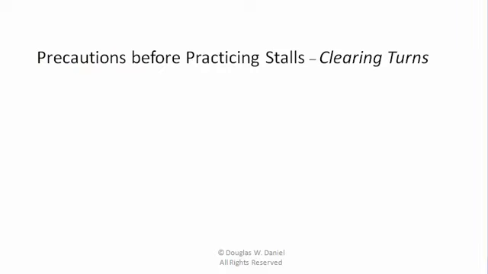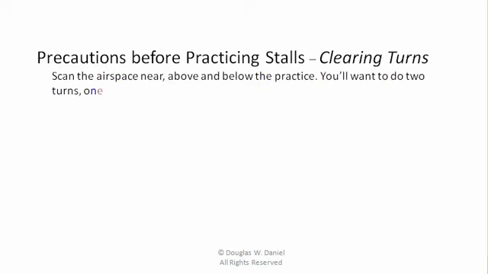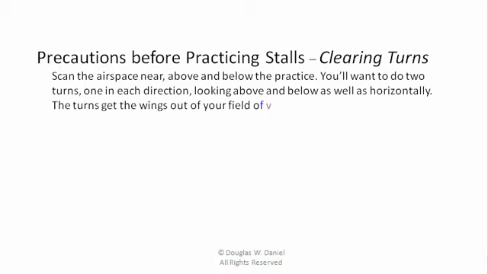Precautions before practicing stalls. Once again, clearing turns. Scan the airspace near, above, and below the practice area. You'll want to do 2 turns, at least one in each direction, looking above and below as well as horizontally. The turns get the wings out of your field of view.